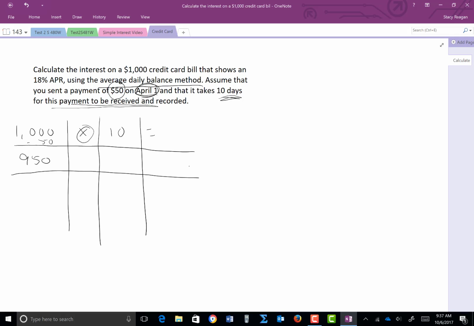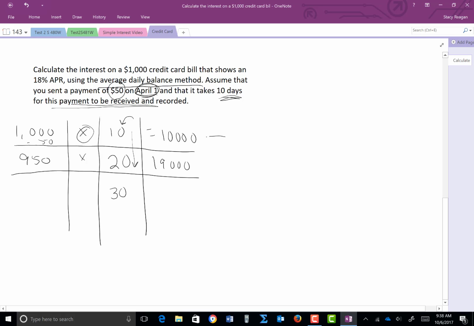And since the $1,000 was for 10 days, there are 20 more days left in the month because April has 30 days. This column has to add up to the number of days that you have in the month. So we would do 1,000 times 10 and 950 times 20. Now, at no time do you owe $10,000 or $19,000. This is the way we get the average.